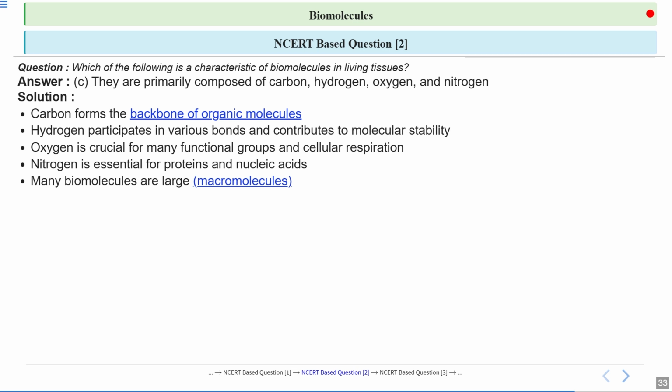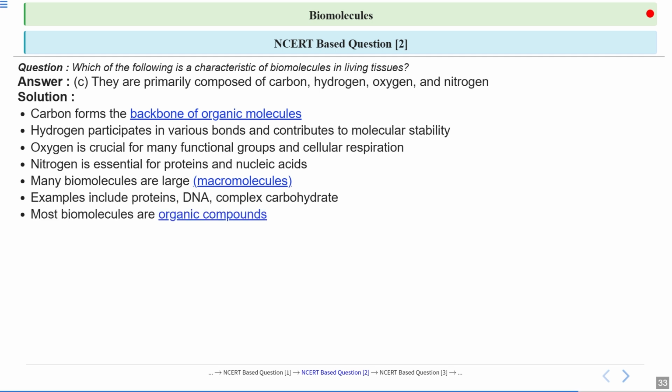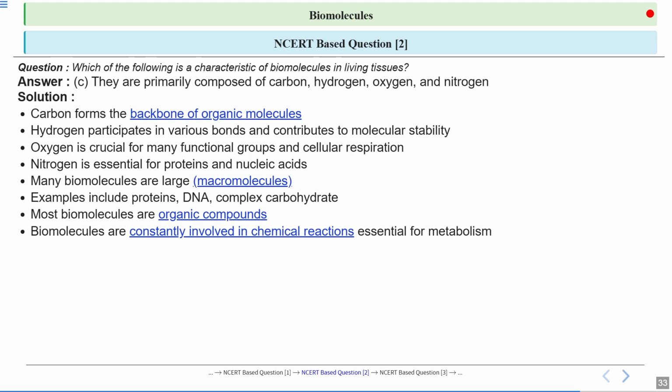Now, many biomolecules are large, meaning they are macromolecules. Examples are protein, DNA, and some complex carbohydrates. These are macromolecules. Most biomolecules are organic compounds. And biomolecules are constantly involved in chemical reactions essential for metabolism.